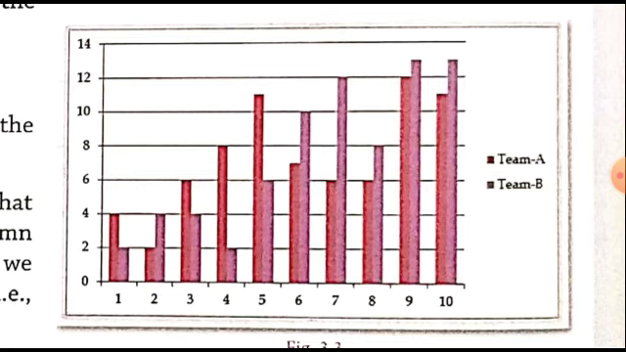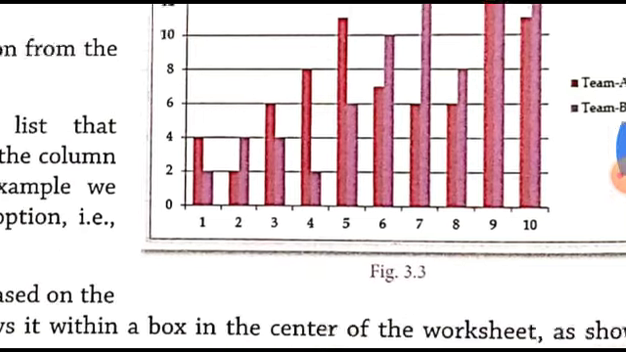The dark color rectangle is for team A, and the lighter color rectangle is for team B. So this is an example of a clustered column type of chart. Okay, we have seen that these vertical columns are used for showing the values.